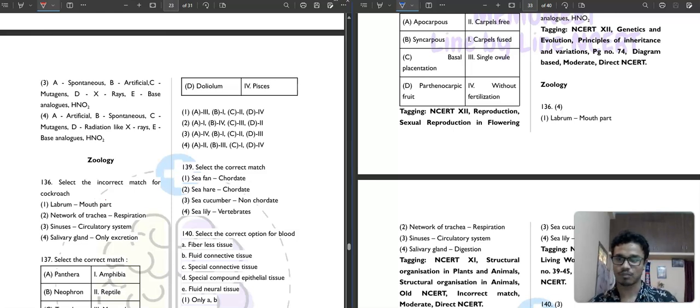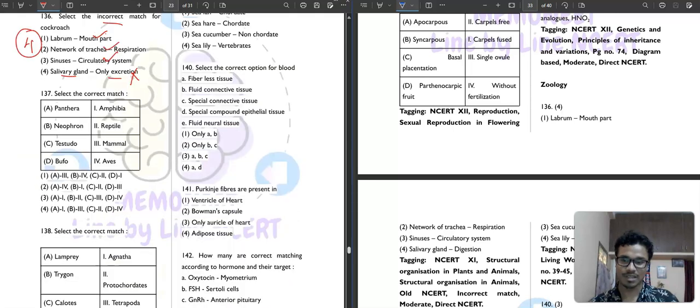First question: select the incorrect match for cockroach. Labrum, mouth part. Network of trachea, respiration. Is it correct? Yes, it is correct. Sinuses, circulatory system, is also correct. And salivary gland, excretion. Salivary gland is not related to excretion; it would definitely be digestion. So this is not correct. So the fourth option is your correct answer.